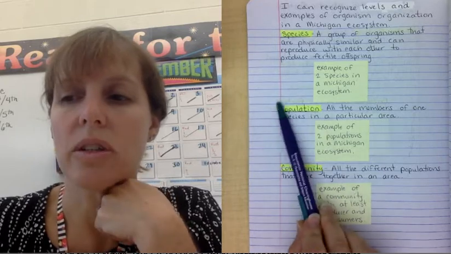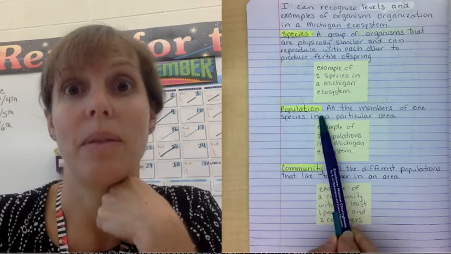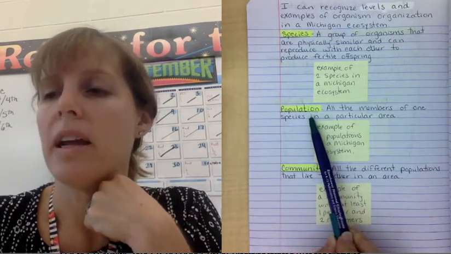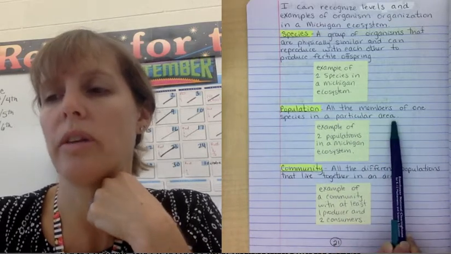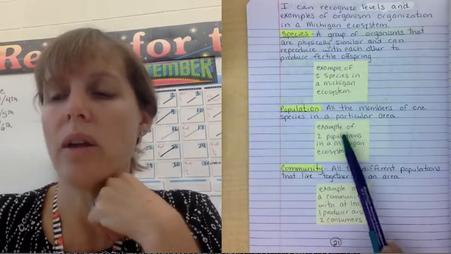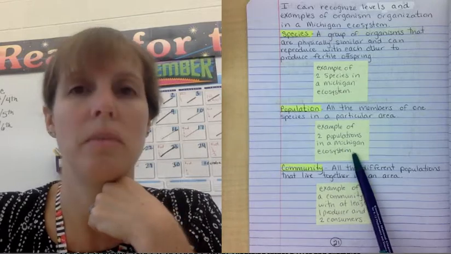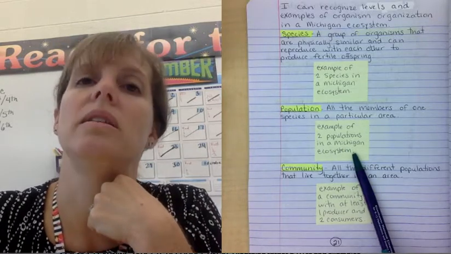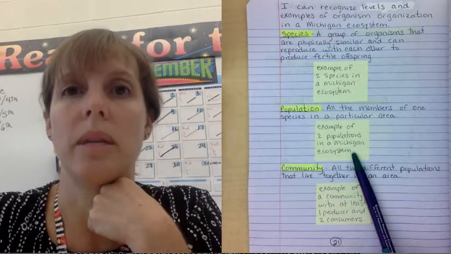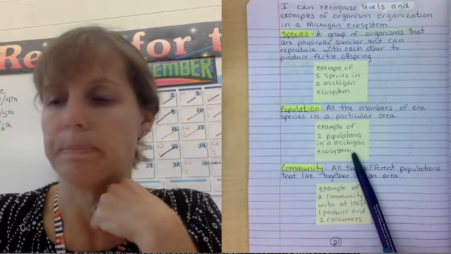Our second term is population. Say it with me. Population. It's all the members of one species in a particular area. So I want you to give me an example of 2 populations in a Michigan ecosystem. Again, you can find these in your resource documents listed on the front page of Schoology.